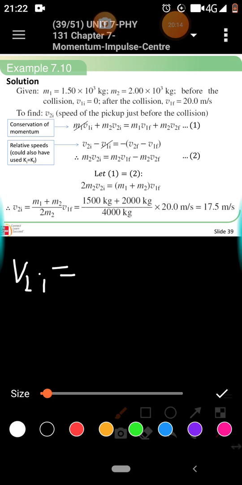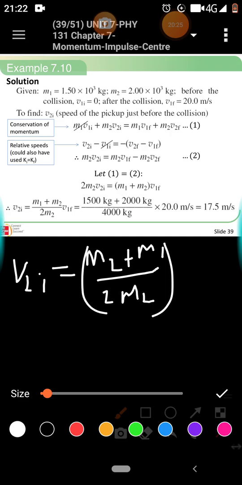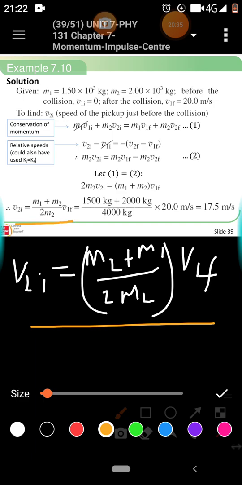So the 2 will cancel, and the final equation will be v2i is equal to (m2 plus m1) all over 2 m2, multiplied by v1 final. This is the same equation as the earlier one. Then you substitute the values, and you will get the initial velocity of that car, which is the pickup.